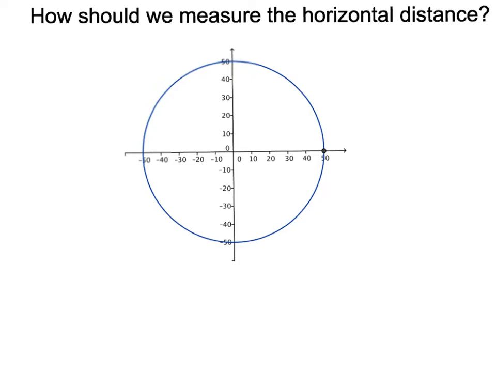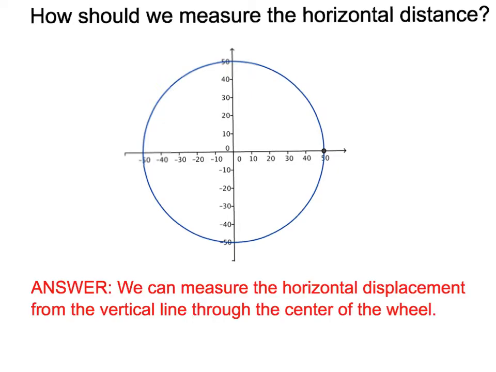How should we measure the horizontal distance? In other words, what markings are we going to use to measure the horizontal distance, for example, from there to there or from here to there? Would we be using the x-axis or the y-axis? The x-axis, yes. You can measure the horizontal displacement through the vertical line through the center of the wheel by using this axis.